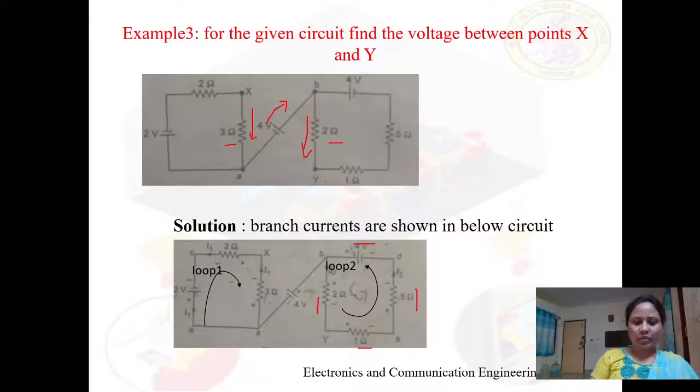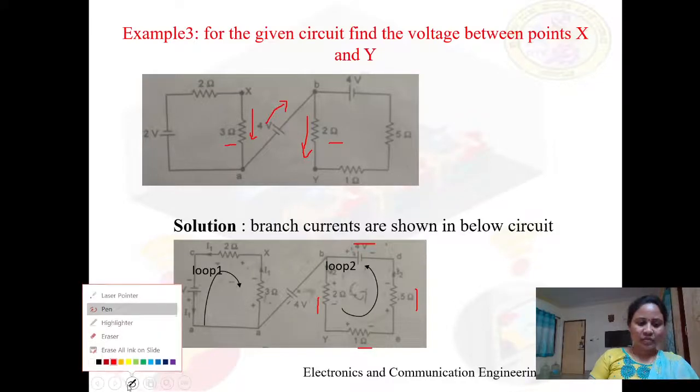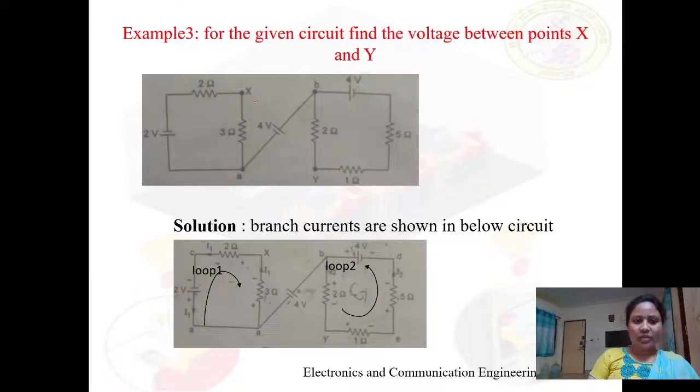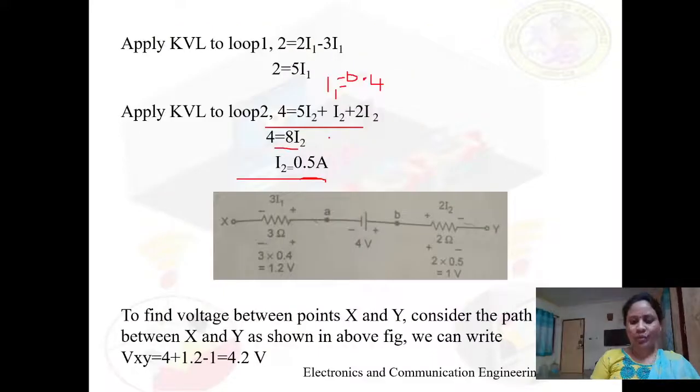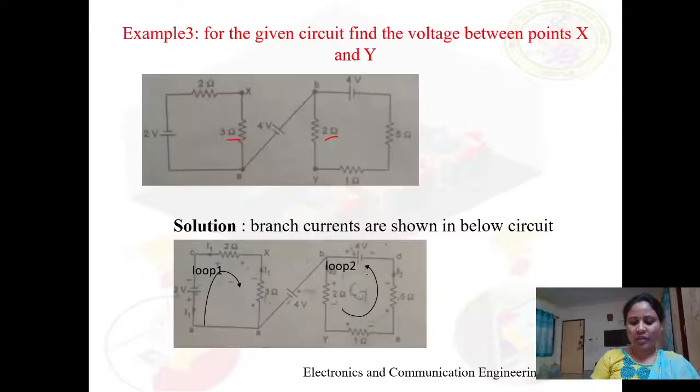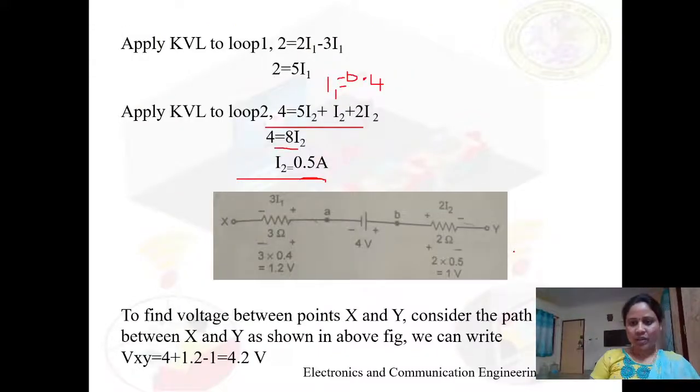Now go back to this circuit. So now we know the current through the 3 ohm resistor and the 2 ohm resistor. The current through the 3 ohm resistor is I1, which is 0.4, and the current through the 2 ohm resistor is I2, which is 0.5. So we can take points X and Y and we can write only this portion like this way.